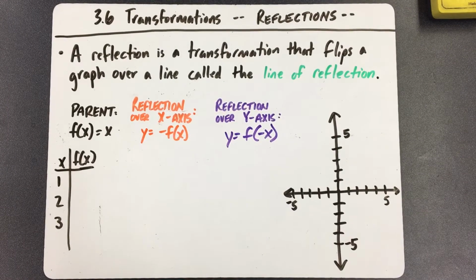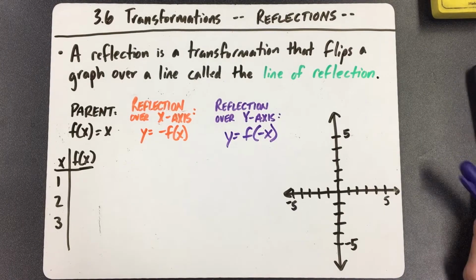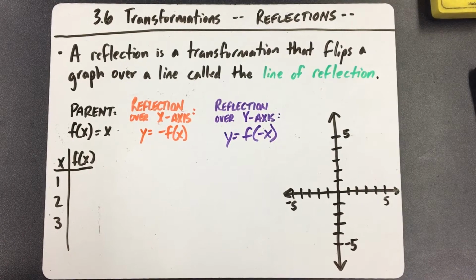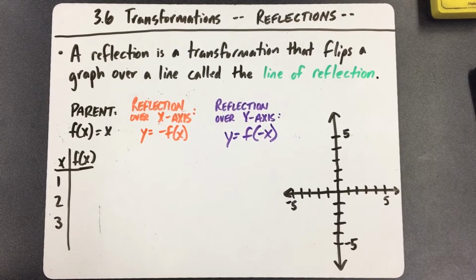So I wrote the definition straight out of the textbook here. It says a reflection is a transformation that flips a graph over a line, which is called the line of reflection. So it's not going to be good enough today just to say, oh, it's a flip or it's a reflection. We're going to have to say what did they flip it over, right? Is it a reflection across the x-axis or is it a reflection across the y-axis?